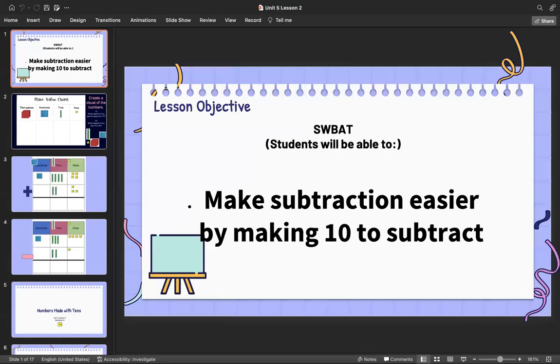Hello and welcome. We are back and we are looking at making subtraction easier by making 10 to subtract. So let's jump right in.